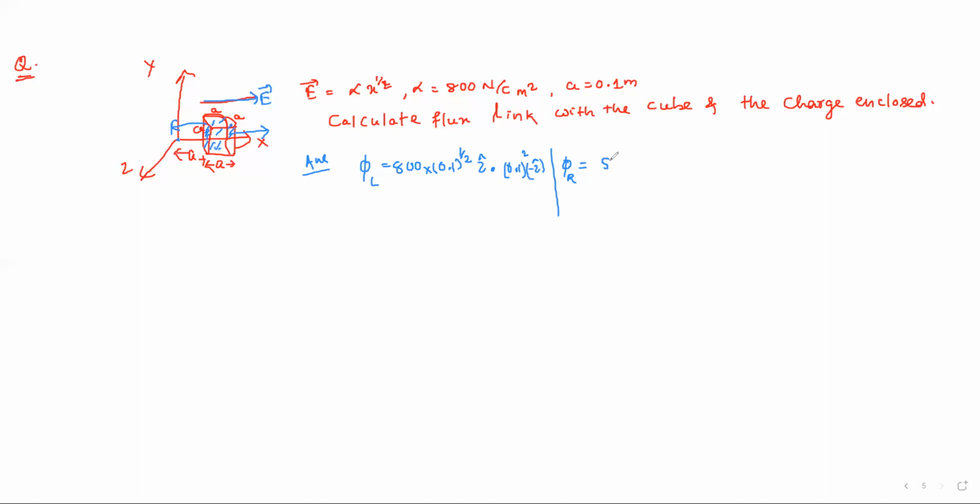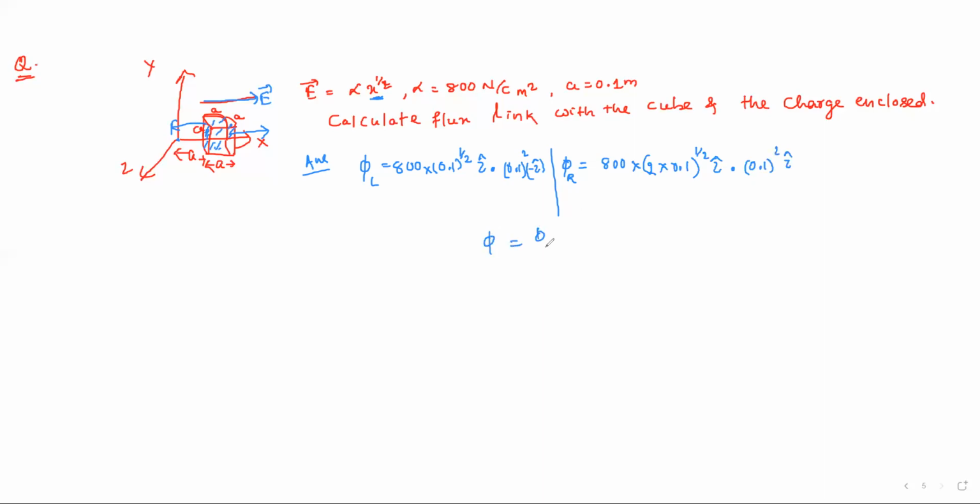On the right side, we get 800 into x. X means the distance of the right side from the origin, which is 2 into a. This is important. A is 0.1. 2 into a, to the power half. 2 will be inside the bracket, 2 into a, 0.1. 2a to the power half, into i cap dot area, which is again 0.1 square, positive x-axis.